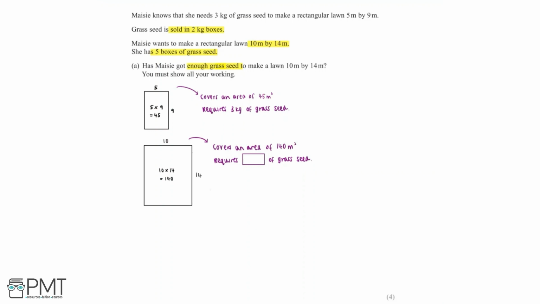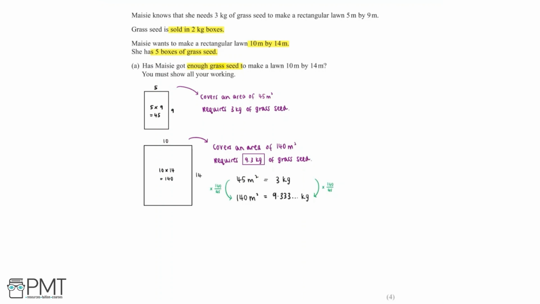Now we know that Maisie needs 3 kilograms of grass seed in order to cover an area of 45 meters squared, and we need to find out how many kilograms she'll need in order to cover an area of 140 meters squared. And so we can multiply both sides by 140 over 45. 3 multiplied by 140 over 45 is equal to 9.3 kilograms to 1 decimal place. And so we can see that to cover an area of 140 meters squared, Maisie requires 9.3 kilograms of grass seed. We need to find out if Maisie has enough grass seed to cover this area.